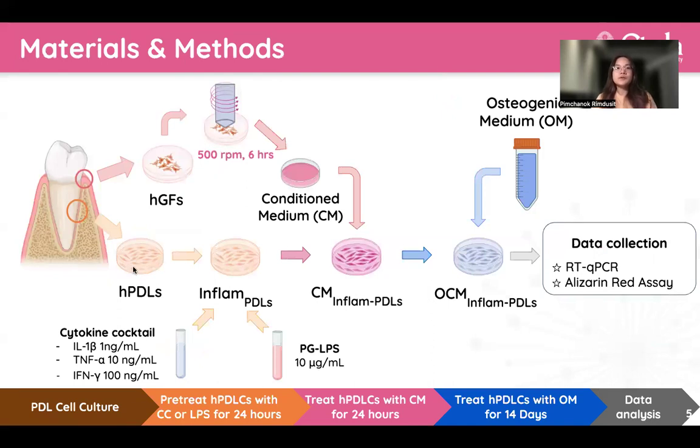Next, the cultured PDL cells from the same donors were pretreated for 24 hours with cytokine cocktails containing interleukin-1 beta, tumor necrosis factor alpha, and interferon gamma to mimic the non-bacterial inflammation. For the bacterial inflammation, we used Porphyromonas gingivalis lipopolysaccharide.